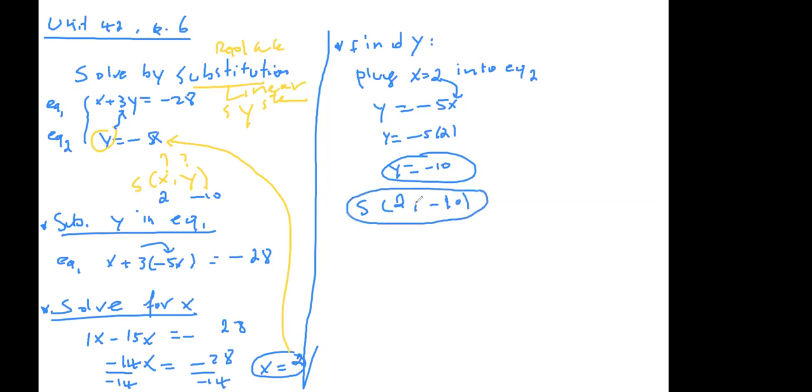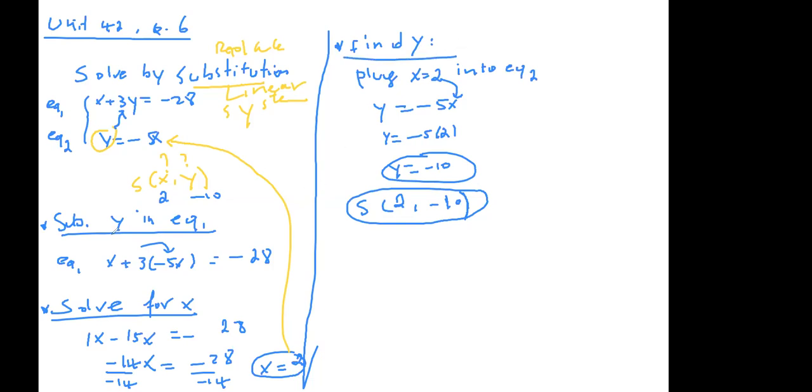Okay, so the solution is a pair with x and y. It's a point. This is where the two lines meet. If we solve by graphing, these two lines will meet at this point. Okay, does that make sense to everyone? Yeah, thank you. All right.